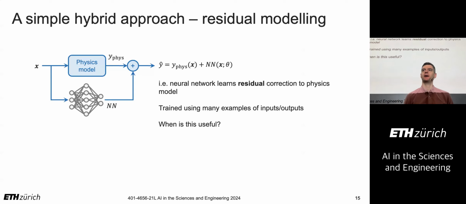Okay, so let's talk about probably the simplest possible hybrid workflow to start with. And then we're going to be talking about more advanced hybrid workflows after this. The simplest possible workflow is what I would call a residual modeling approach. So what we do is very, very simple. Let's say that we have some physical model. It could be any physical model, which has some inputs X and some outputs Y. This could be a simulation, for example. X could be the initial conditions of the simulation, and Y could be the output of the simulation.